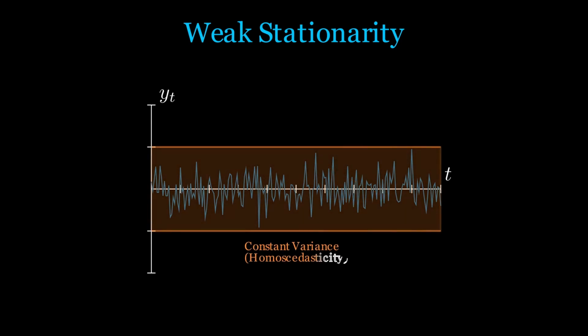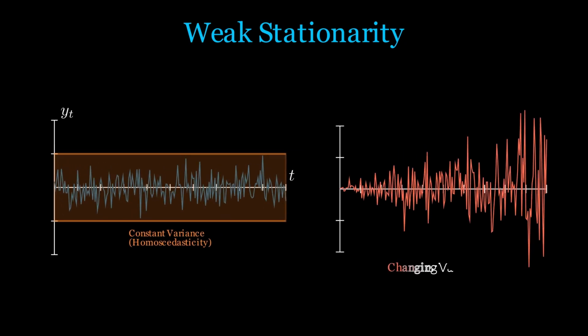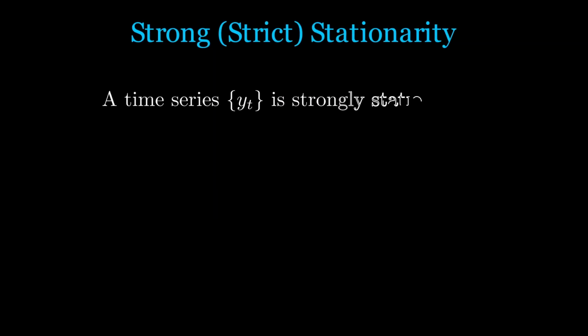Finally, imagine 2 horizontal bands around your data. If the height of those bands stays roughly the same over time, you have constant variance. The spread is constant. This follows from the second condition. If s equals t, then the covariance is just the variance of yt, hence the same constant variance for any t. The opposite is heteroscedasticity. This is when the data fans out, or the spread changes over time. That is not stationary.